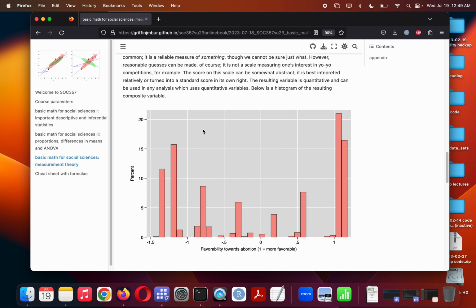So I wanted to wrap up by simply showing a histogram of this resulting composite variable. You can see here 1 means that someone was more favorable towards abortion, and we see a fairly healthy spread of opinion here. But what we have is a quantitative variable in the classic sense that is fit for analysis in any kind of quantitative research strategy, such as if you're taking the difference in means between two groups.